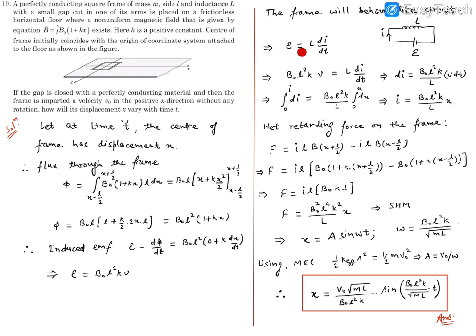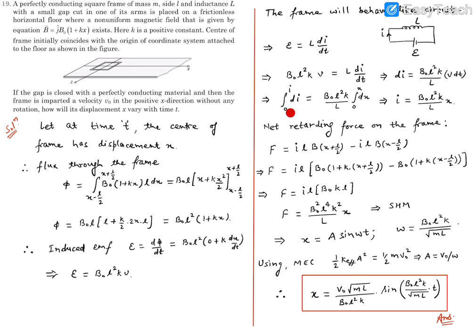Now, using Kirchhoff's loop law, we can find E is equal to L di by dt, where E is B0 L squared k times v, and this is equal to L di by dt. From here, we can find di, which is going to be B0 L squared k by L times v dt. Now this v dt is nothing but dx. Again, we can integrate from 0 to I, 0 to x.